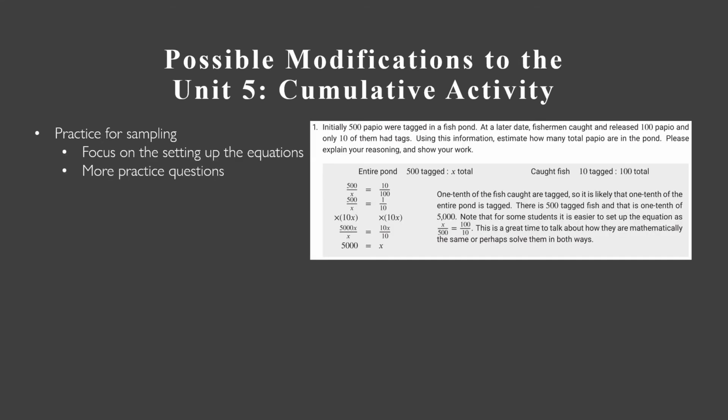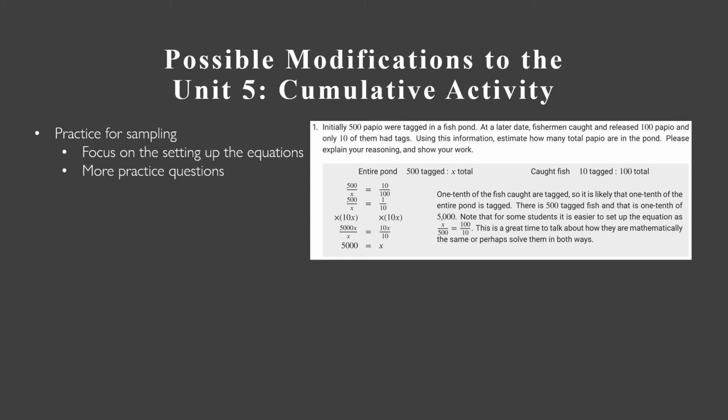As always, we recommend modifying our activities to better fit the needs of your classroom or your teaching style. One area that you might want to focus on is Part 1, where the students are asked to use a sample to make an inference on the population of the fish pond. It can get really confusing when setting up the equations that need to be solved.